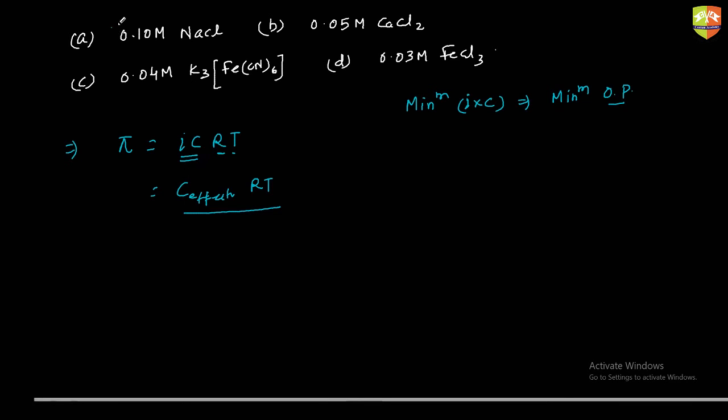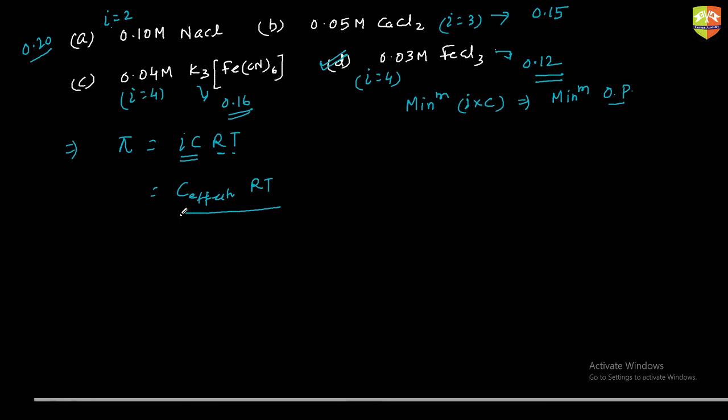Okay. So for this one, i value is 2, C is given. i value is 3 here, C is given. i value is 4, and i value is 4. Okay, 3 plus 1, 4. So 2 into 0.10 gives you 0.20 C effective. For this, C effective will be 0.15. For this, C effective will be 0.12. And for this, C effective will be 0.16. So this one has the minimum value of C effective, hence the minimum osmotic pressure. Maximum osmotic pressure will be for K3Fe(CN)6.